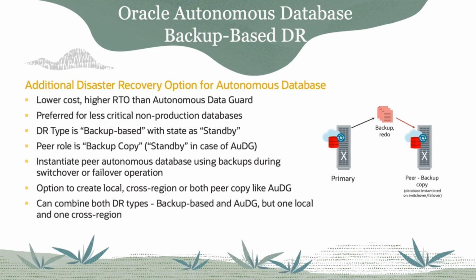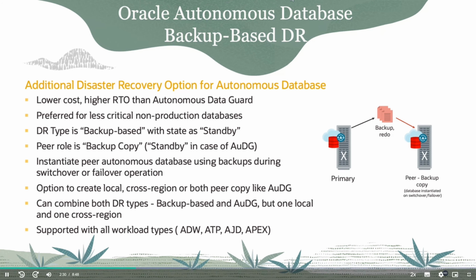That is, you can have a local peer backup copy and a cross-region autonomous data guard standby database, or vice versa. But at any point, you can have just one local peer and one remote peer. Backup-based DR is supported for all workload types. That is, autonomous data warehouse, autonomous transaction processing, autonomous JSON database, or Oracle Apex for application development.